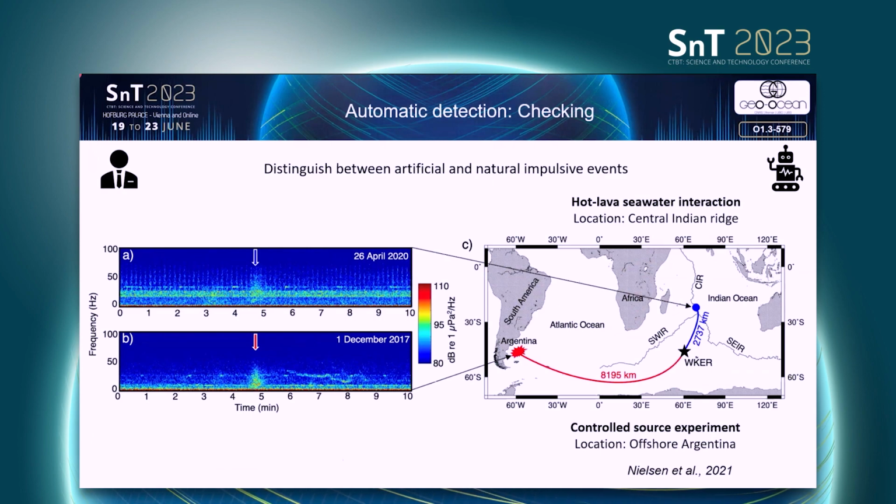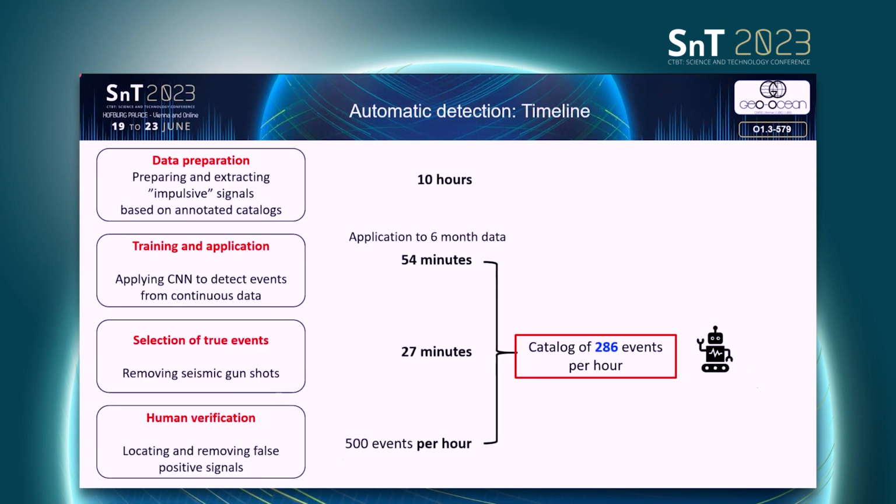So we also need to understand and train the model to distinguish between the natural versus the artificial events. In this case, the data preparation involves extracting the signals from the manual picking and storing them as positive spectrograms of the volcanic signals, then training the model to detect the signals from the non-analyzed data, and then excluding the seismic airgun shots or the artificial explosions. Then, after human verification, we can build the algorithm and make the catalog of the events.